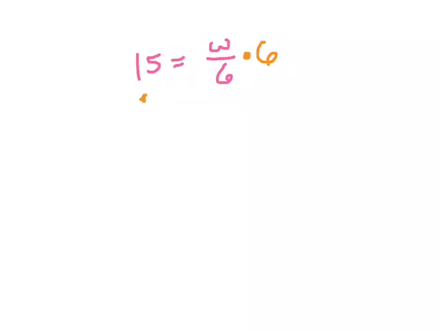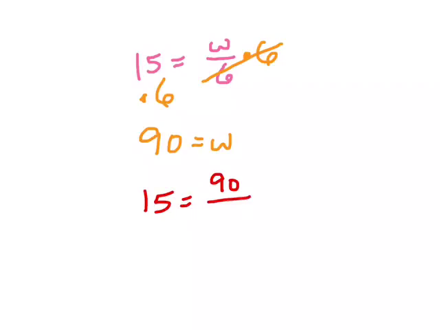So I'm going to multiply both sides of the equation by 6, eliminate my division, and end up with w must then equal whatever 15 times 6 is. And I believe that's 90. But again, I'm going to check it. So 15 should be equal to 90 divided by 6. And 90 divided by 6 is indeed 15, so I am correct.